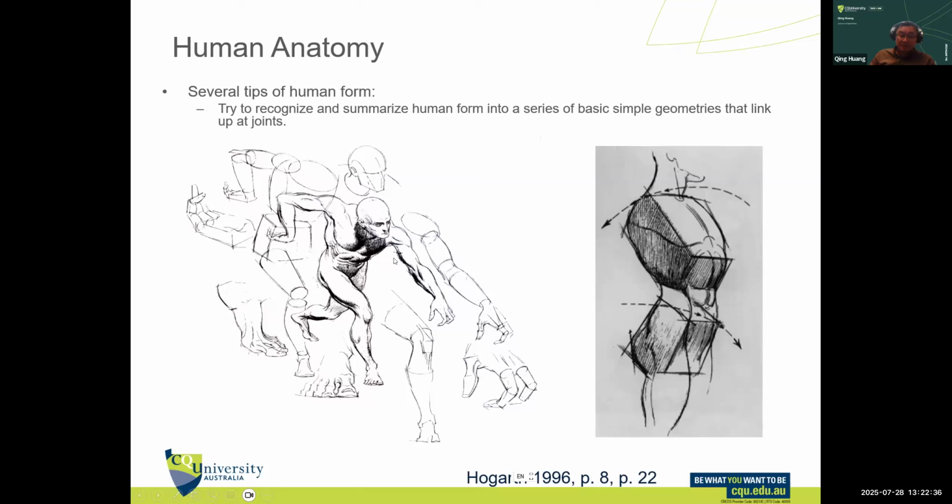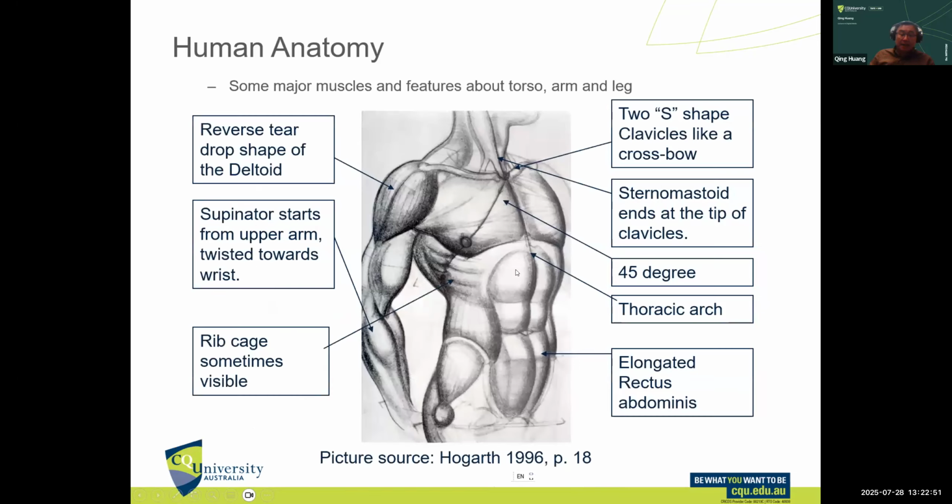to help you. As you can see in the diagram, it tries to simplify the complex organic human form into more understandable shapes and forms, already summarized for you, and it also gives you a lot of summarized tips, some major muscle group features about the torso, arm, and leg. I have listed quite a bit of them here.